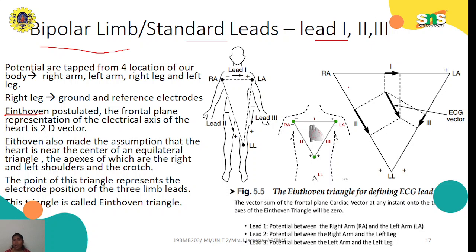The apexes of which are the right and left shoulders and the crotch. This is the assumption made by Einthoven, the scientist. He made one equilateral triangle. At the center he considered that the heart is located, and the apexes of the three points are the right and left shoulders and the crotch of the human being.